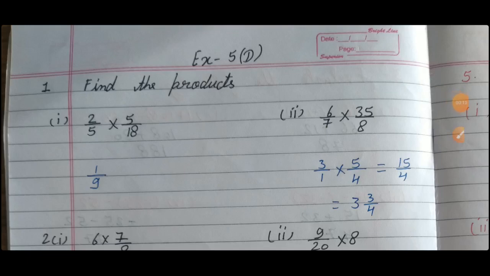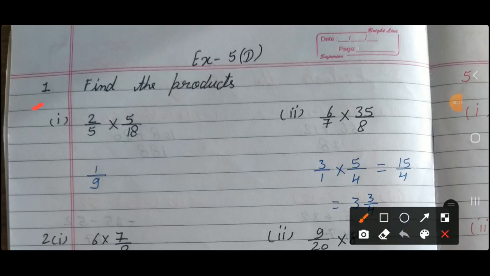In exercise 5D, question number 1, find the products. First part is 2 upon 5 multiplied by 5 upon 18. First of all, we have to cancel out the common factors. Yes, 5 we can cancel by this 5. And 2 and 18 both have a common factor of 2. 2 1s are 2, 2 9s are 18. In numerator we are getting 1 multiplied by 1 and in denominator 1 multiplied by 9. Yes, answer is 1 upon 9.